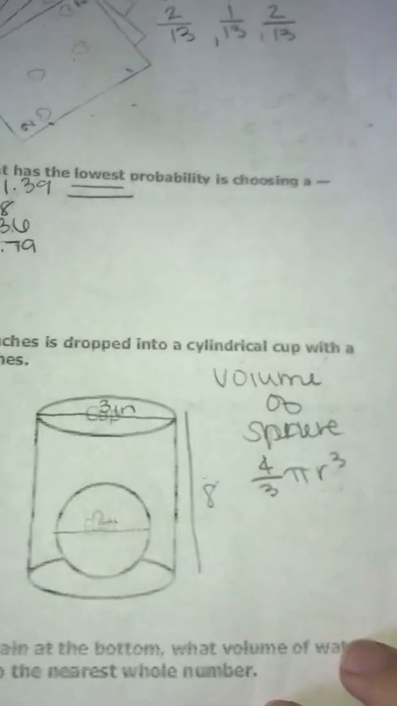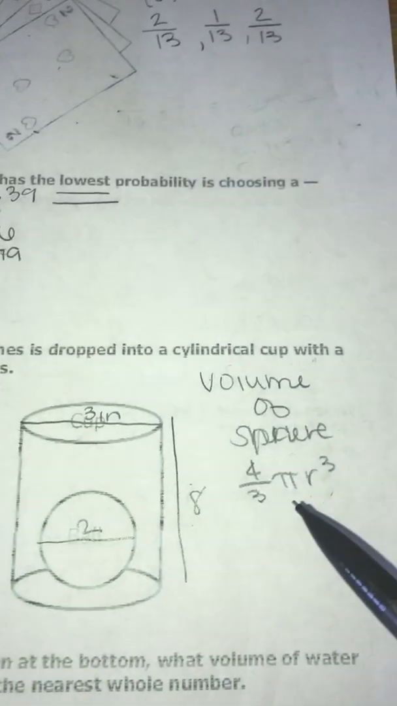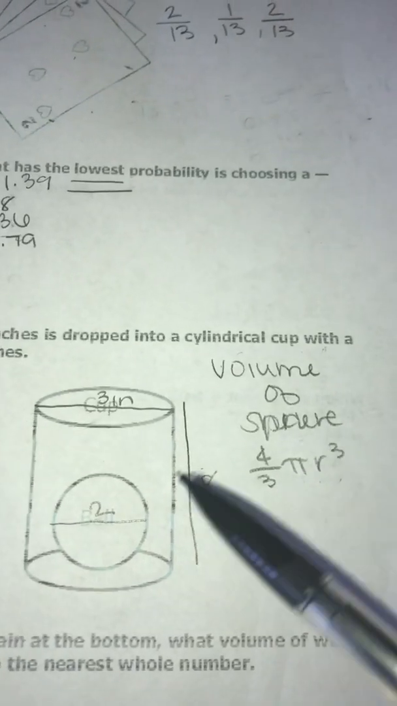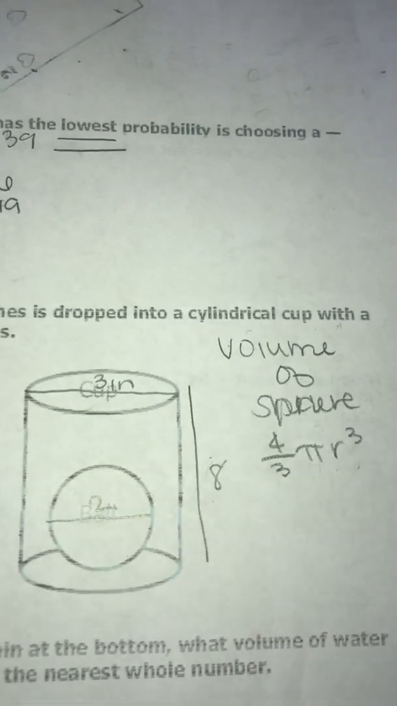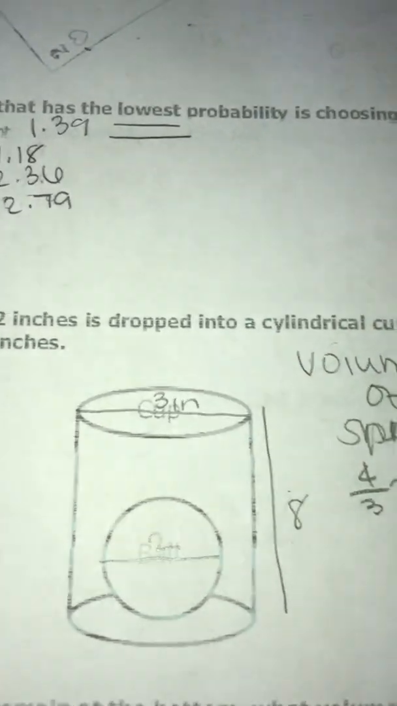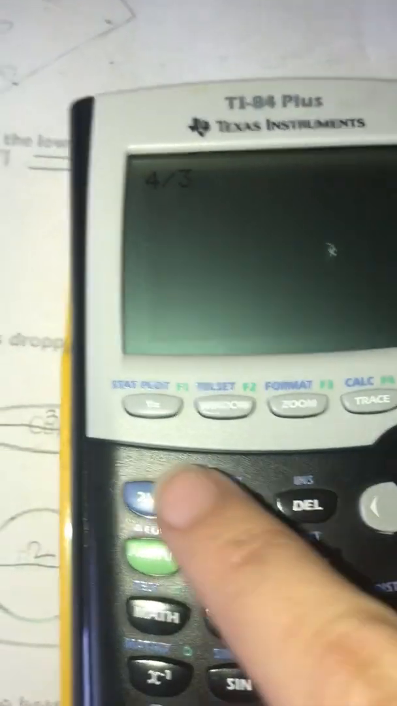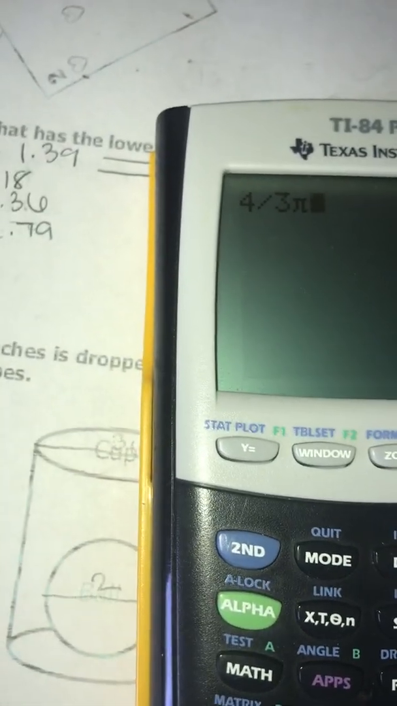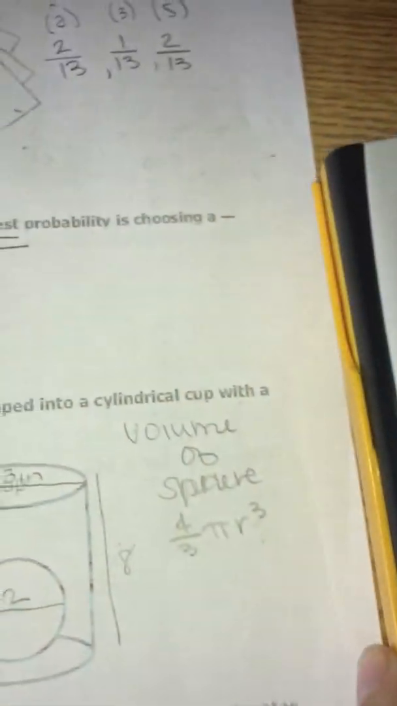Okay, now if we come over here and find the volume of the sphere, we have 4/3 pi r cubed. So to find the radius, we divide that by 2. We cut it in half, so half of 2 is 1. So if we plug that in on the calculator, 4/3 pi 1 cubed, we get 4.18.